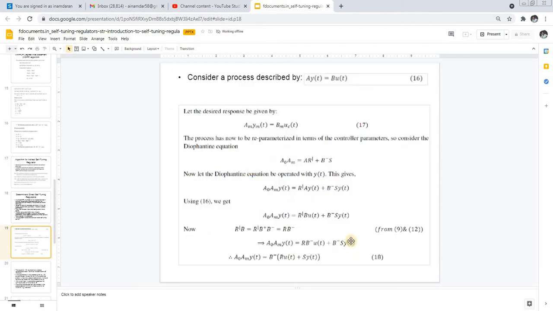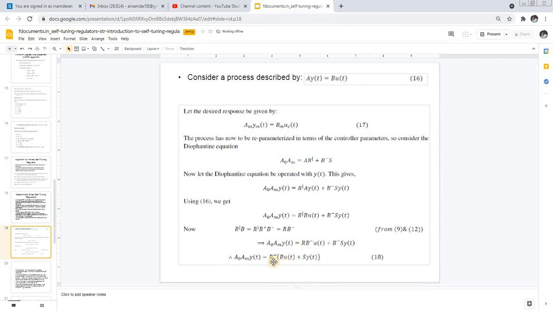Okay, this represents the process. We can notice that equation number 18 can be considered a process model that is parameterized in the coefficients of the polynomials B', R and S. If the parameters in the model given by equation number 18 are estimated, the control law is obtained directly without any design calculations.